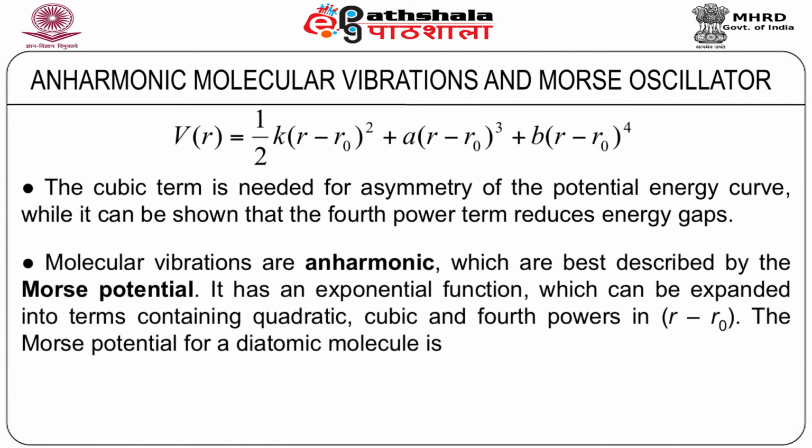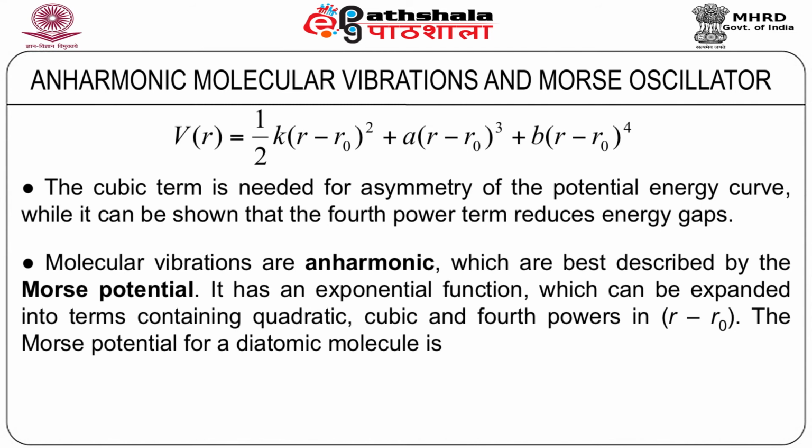The molecular vibrations, so let me read out. The molecular vibrations are anharmonic, which are best described by the Morse potential. Because the Morse potential is the standard way of describing a molecular vibration. The form of the Morse potential is written here. It has an exponential function which can be expanded into terms containing quadratic, cubic, and fourth powers in R minus R0.